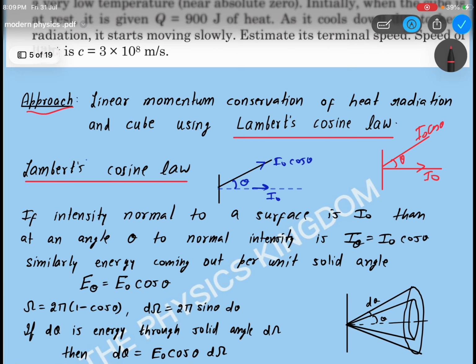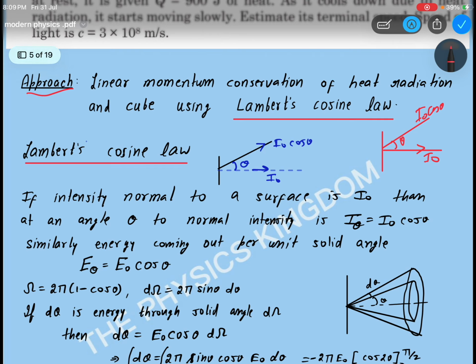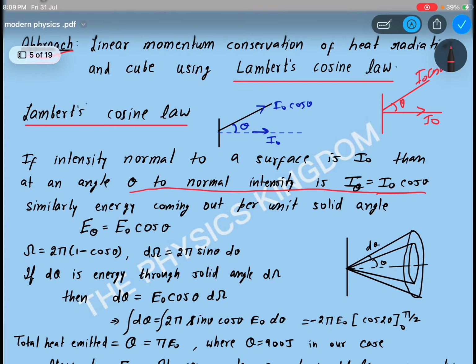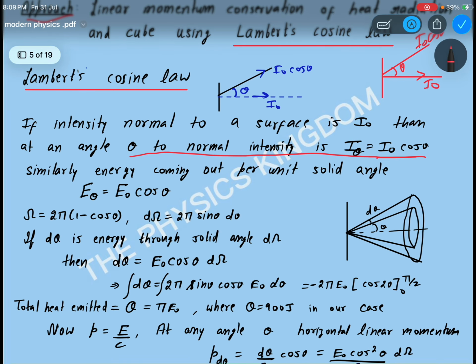Okay, now beta, the intensity at any angle theta to the normal of this surface is this, right? So that is Lambert's cosine law. The derivation is also there, so you can check that derivation. It is available in different sources.